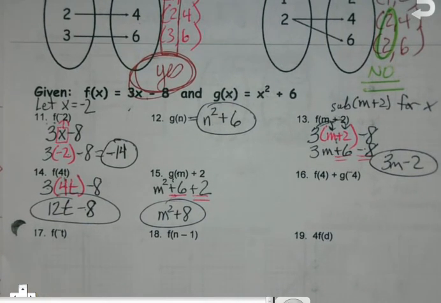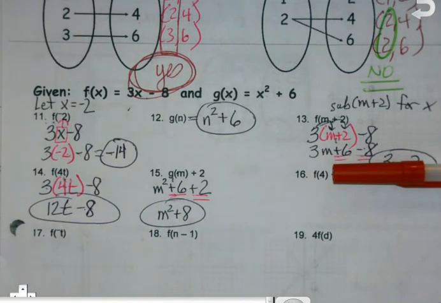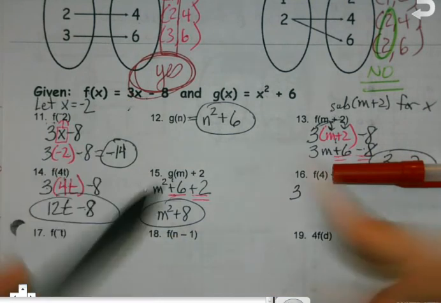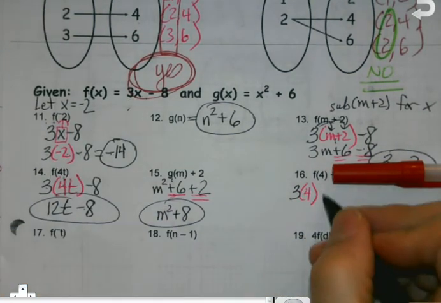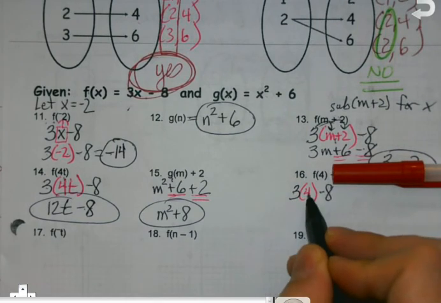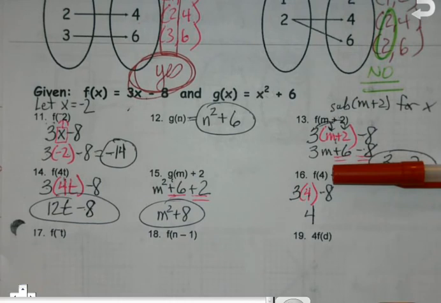Then, like Michael said, what happens if I have two of them? Okay, here's what we're going to do. I'm going to cover up the first one. I'm just going to do the f of 4 part first. So here's my expression. So 3, whatever's in the parentheses goes in for x, minus 8. So 3 times 4 is 12, minus 8 is 4. Okay, that's my first part.